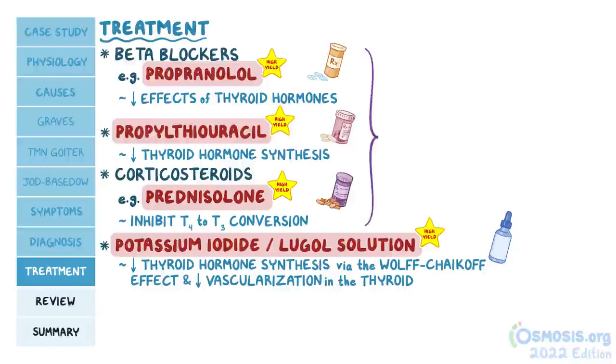Propranolol, propylthiouracil, and corticosteroids are all used as first-line treatment of thyroid storm, while Lugol solution is used as a second-line treatment.